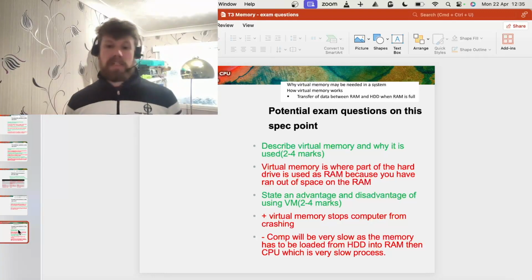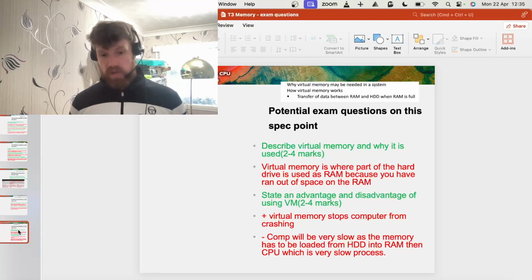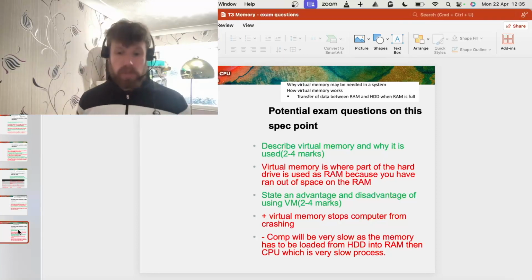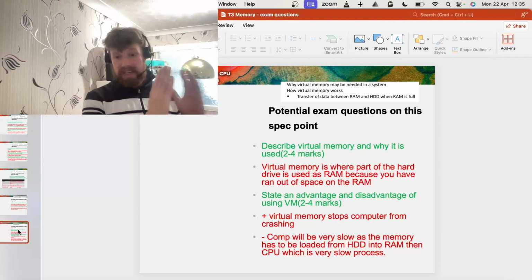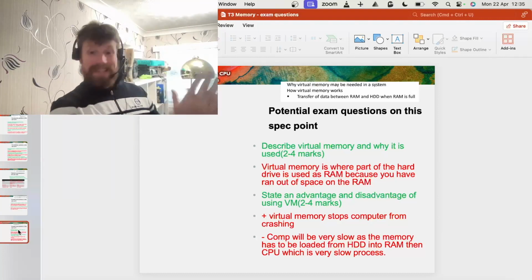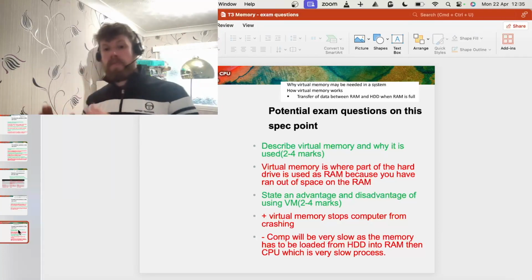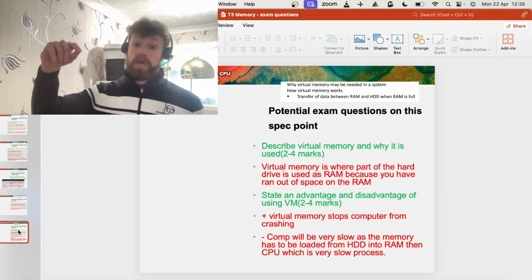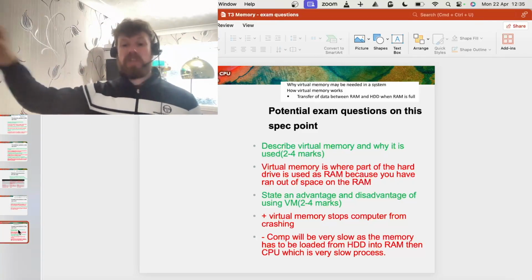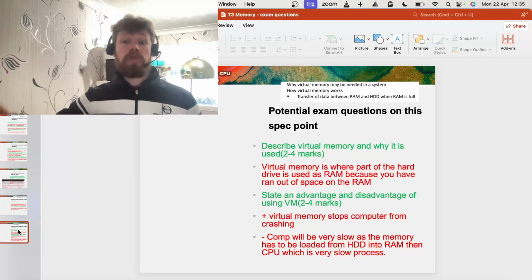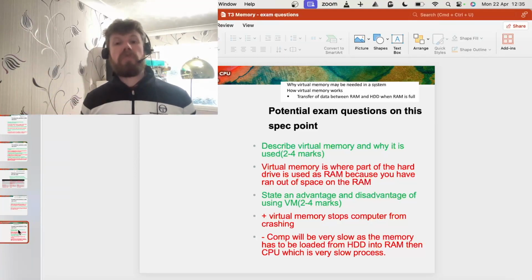Then what they might say is: give an advantage and a disadvantage of virtual memory. Virtual memory stops the computer from crashing. That's the big positive. The negative of it, though, is it's super slow, and you have to explain this. You can't just say it's slow. You have to explain this. Because when we're loading data, it has to go from the hard disk drive and then into RAM, then to the CPU, rather than just going from RAM to CPU in the fetch, decode, execute cycle, it slows everything down. So the process is hugely slow.